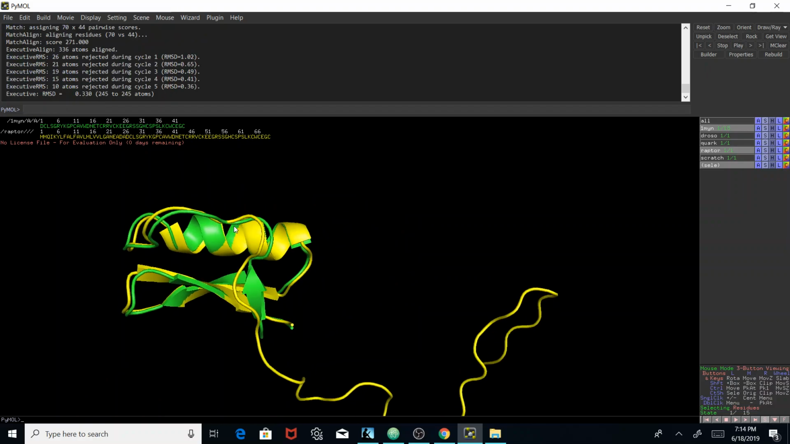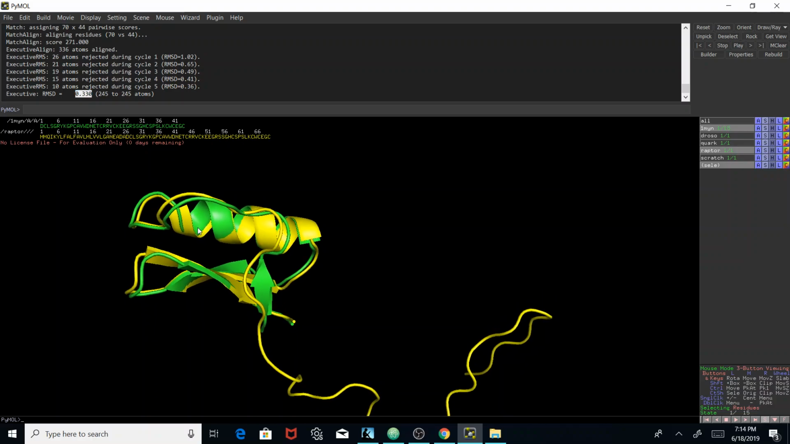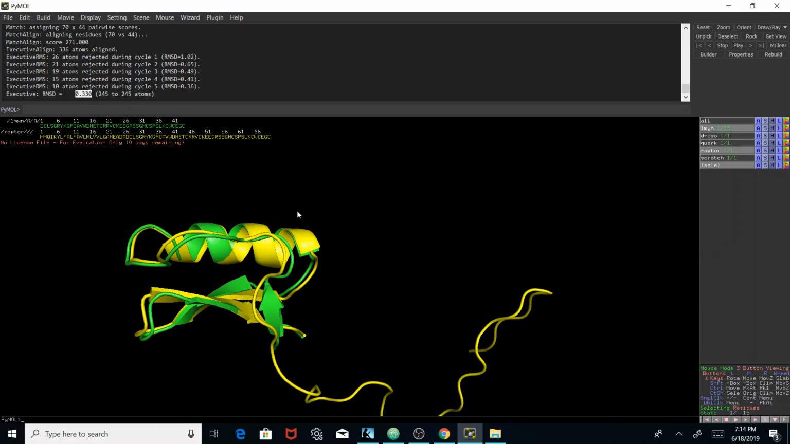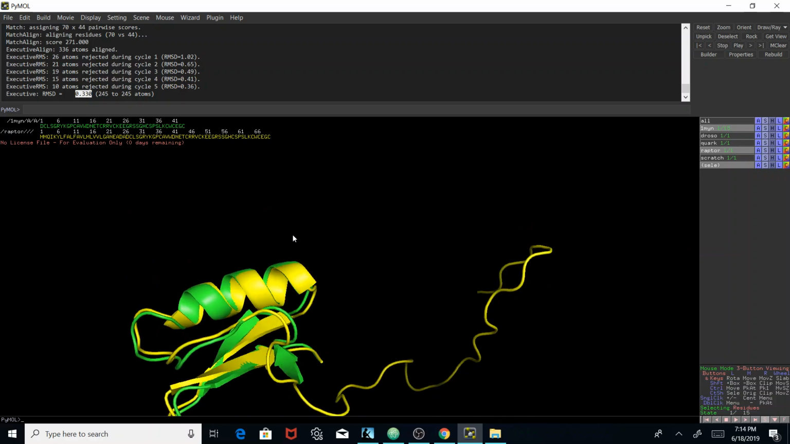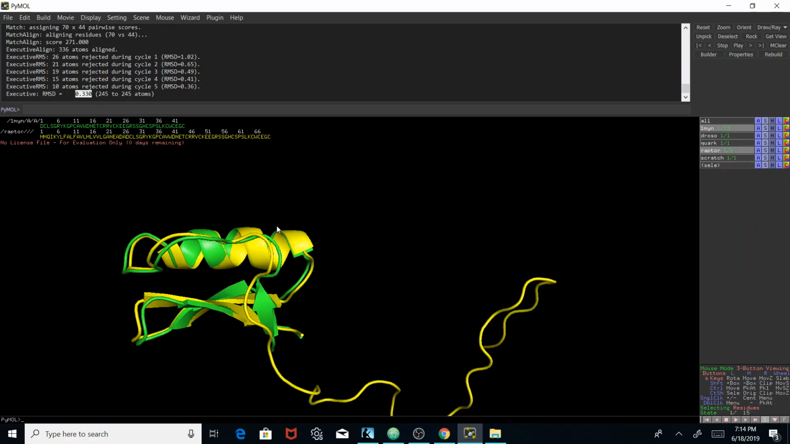And as you see, the root mean square deviation is really low. The root mean square deviation is the average distance between each of the atoms being aligned, or the residues being aligned. Right, so this is real similar. We can look at other structures here. Let's look at what Quark predicted.